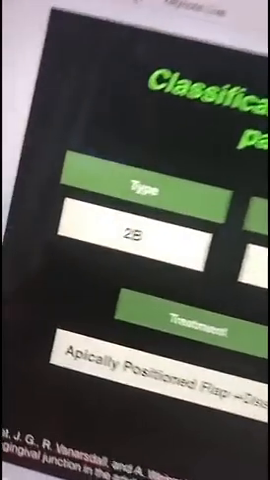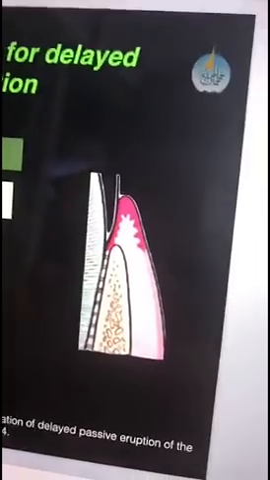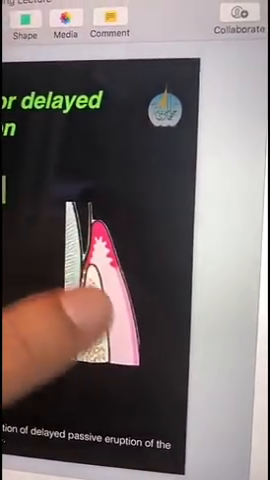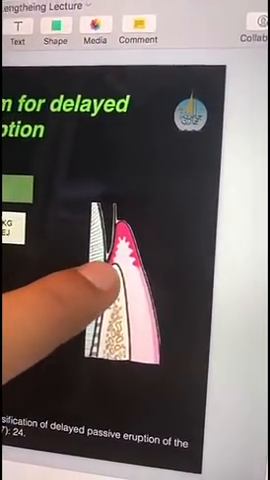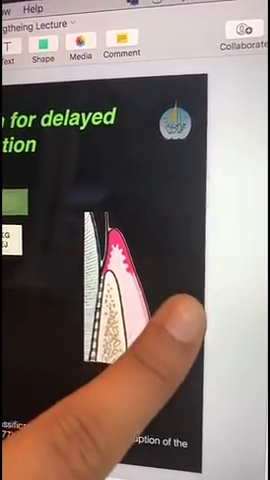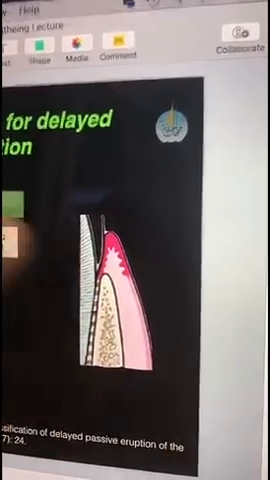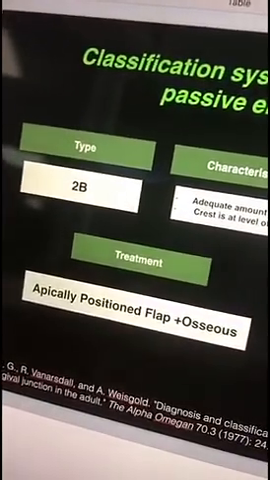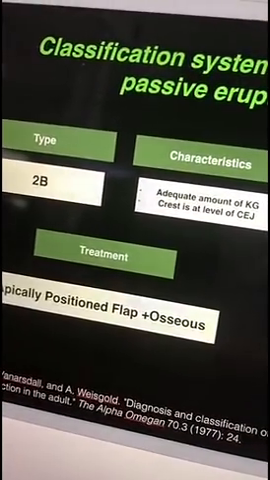This case is classified as 2B. There is not enough keratinized gingiva, and the bone level is at the crest of the CEJ. So you're going to do a sulcular incision, reflect the flap, reduce the level of the bone, and bring it back. So you're going to do an apically positioned flap plus osseous resective treatment. To best explain this, I'll show you one of my cases.